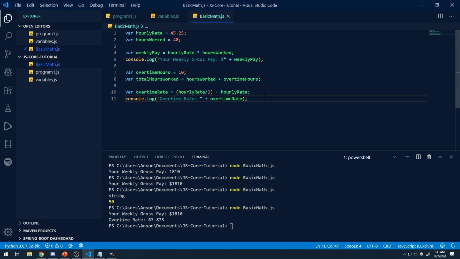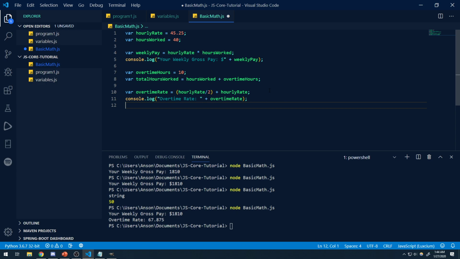All right, cool. So now we've gone over multiplication, addition, and division. We haven't gone over subtraction. As you can guess, subtraction just uses the minus sign, that's the subtraction operator, and you can use that to subtract two numbers. Okay, let's continue on with this flow.